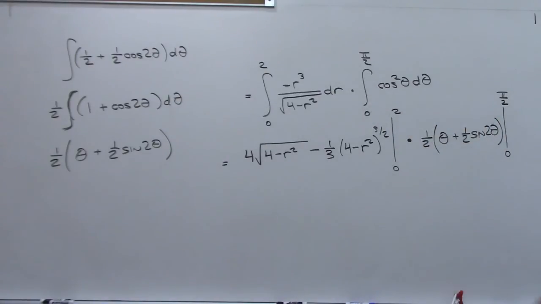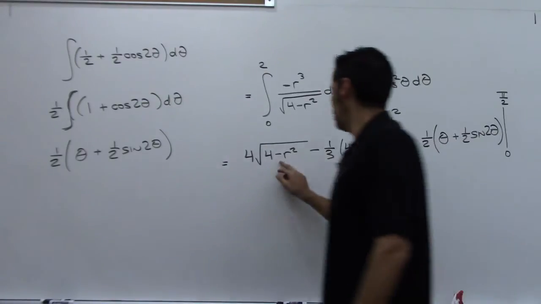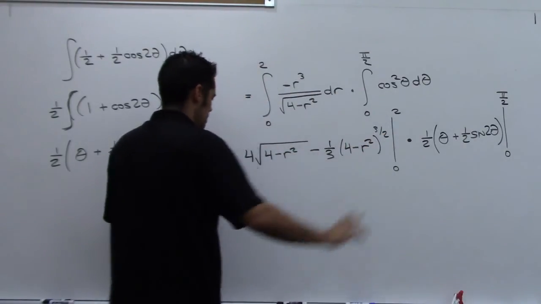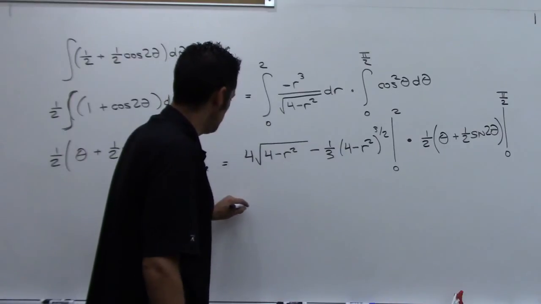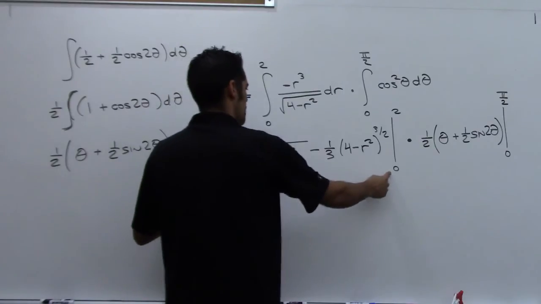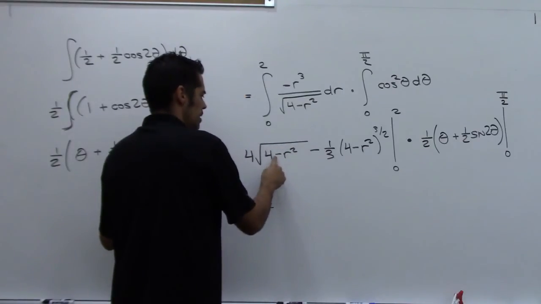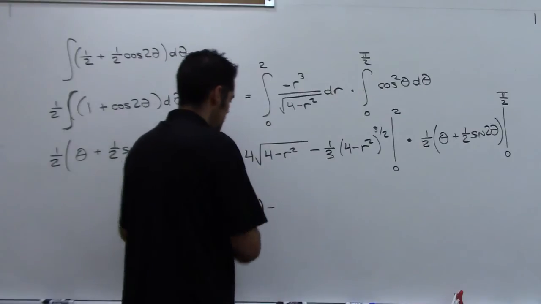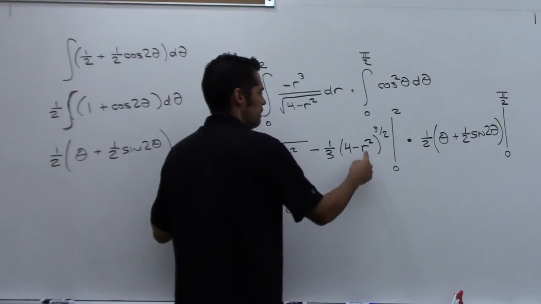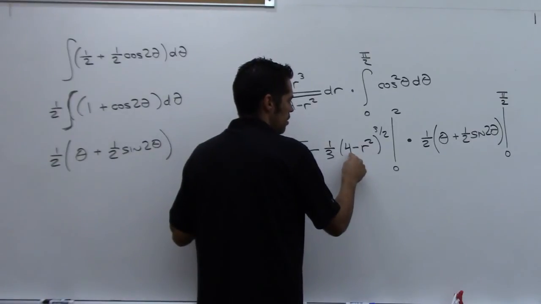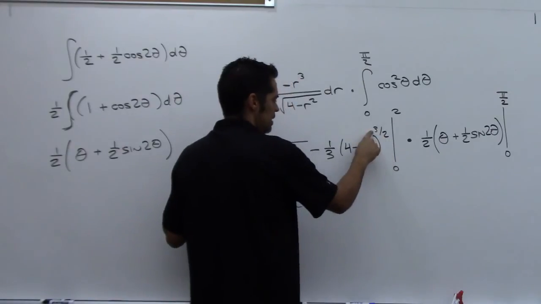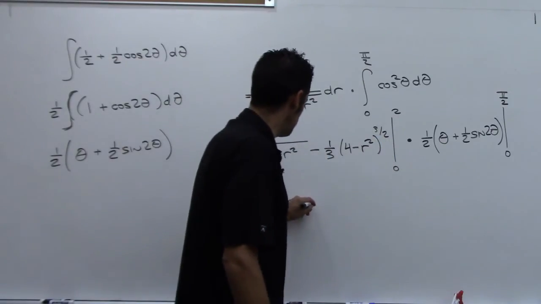All right, so let's plug in 2 first. So we plug in 2 here. We get 2 squared is 4. We get 0 here. We get 0 here. So everything's 0. But then we get 0. And then we go minus. Now let's plug in 0. If we plug in 0, we get 4. Square root of 4 is 2. 2 times 4 is 8. So I'm going to get 8. Minus, let's see here. 0 here is 4. Square root of 4 is 2, but then cube it, that's 8. So I'm going to get minus 8/3.